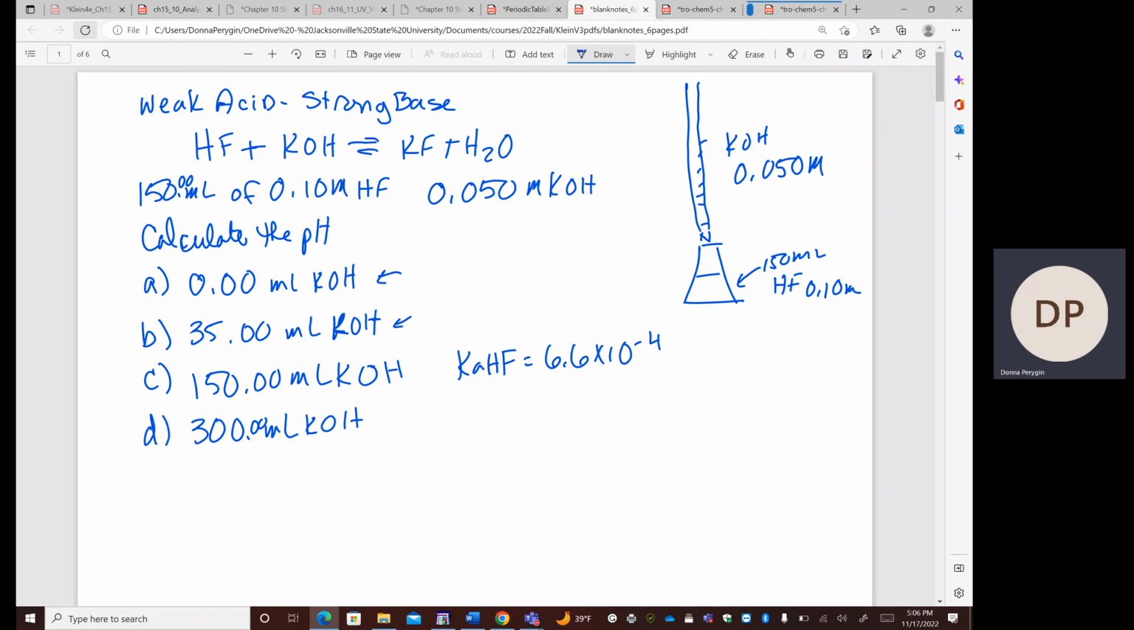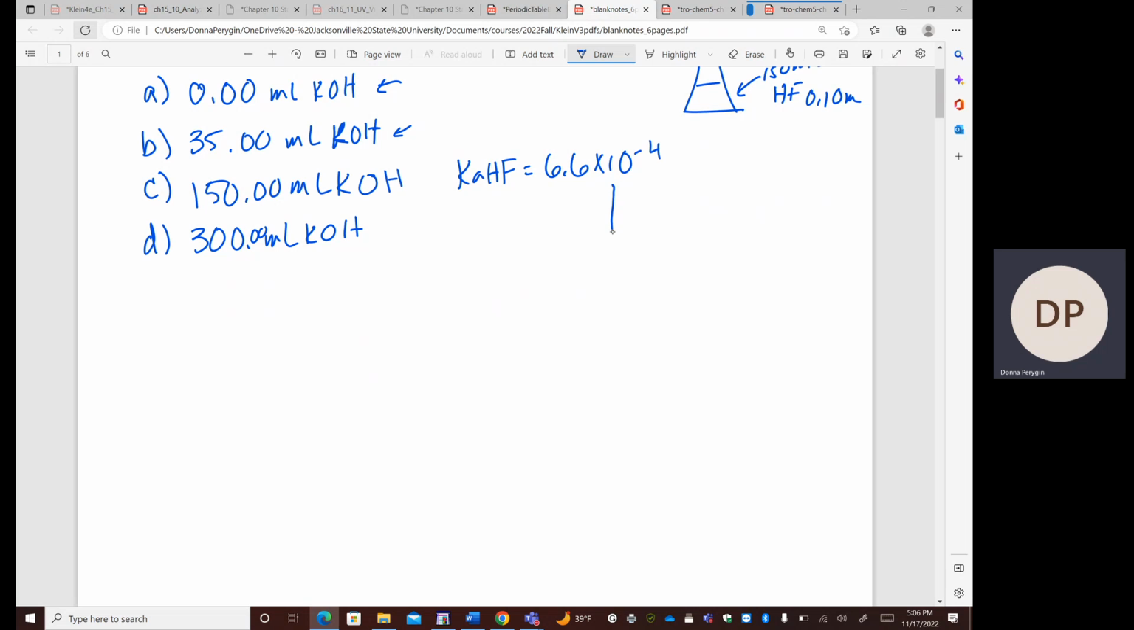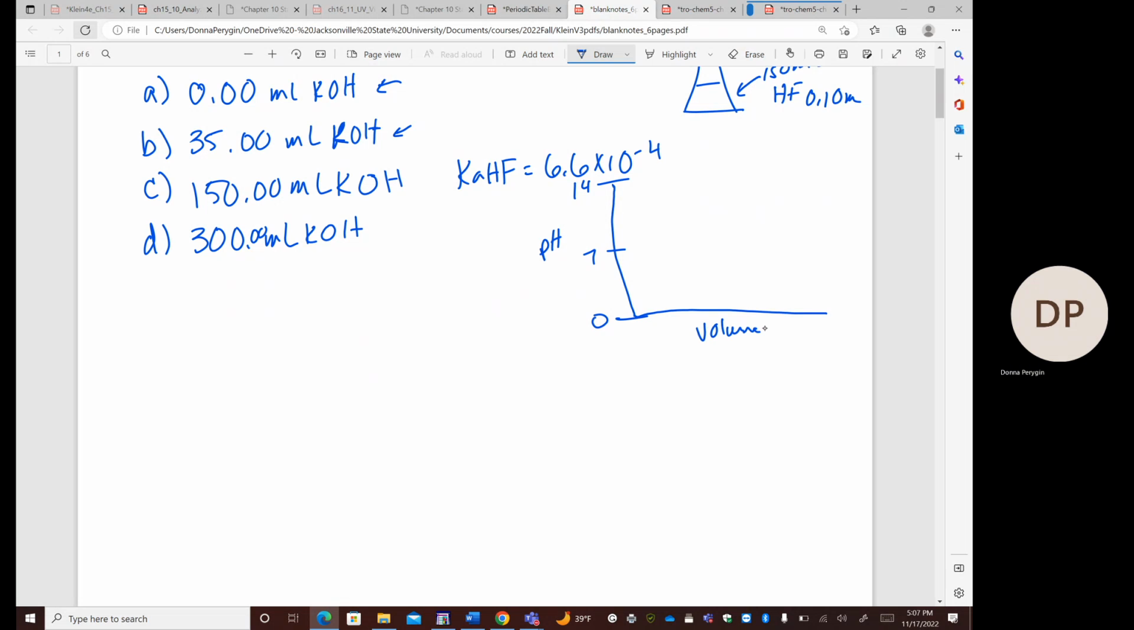So let's consider our graph here. Remember, this is a weak acid with a strong base. So we're going to be graphing pH from, say, 0 to 14. Let's just make a line here at 7. That would be neutral. We're going to plot pH versus volume of KOH, and we can expect the graph to look something like this. So let's go ahead and draw what we expect our graph to look like.